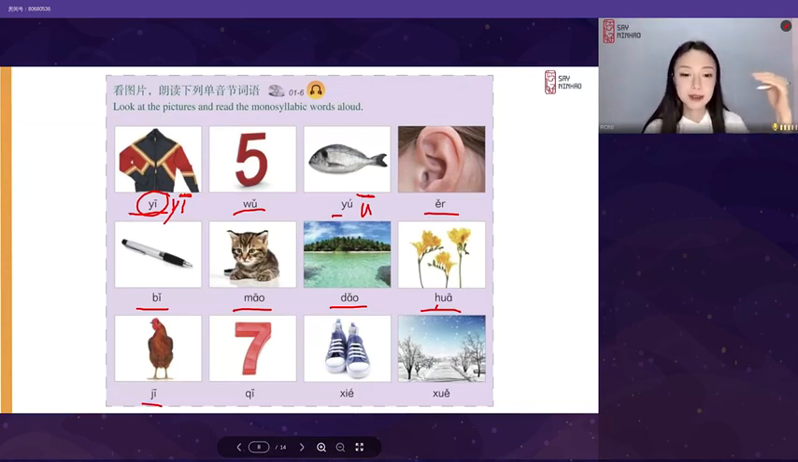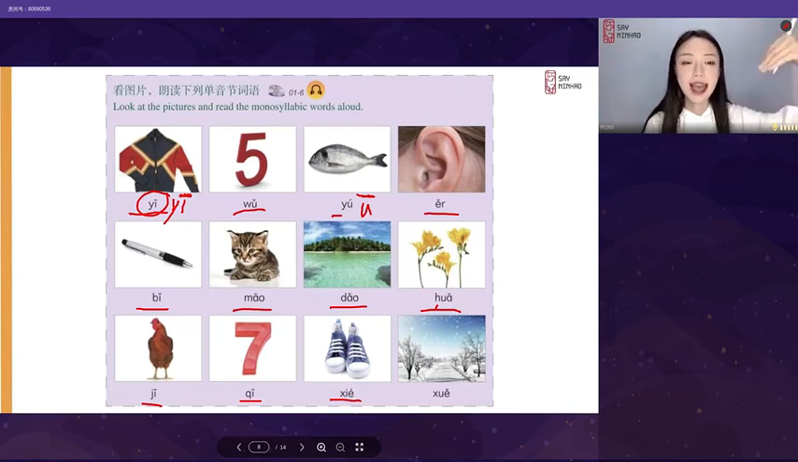So it is ji, ji, ji. It means chicken, chicken. Next one is qi, qi, qi. The initial is qi and the final is yi and the tone is first tone. So it is qi, qi. Next one is xie. Xie means shoes, shoes. And the initial is xi and the final is ye and the tone is second tone. So xi, ye, xie, xie.